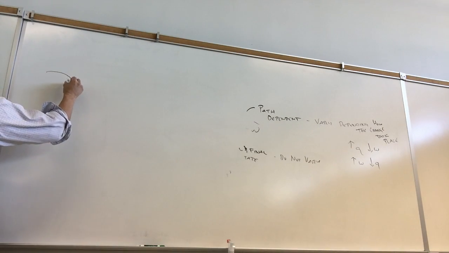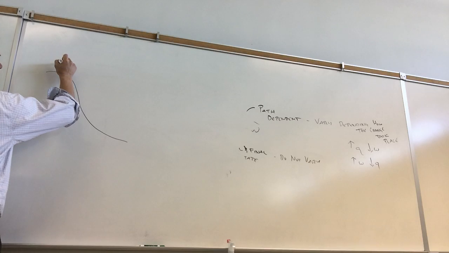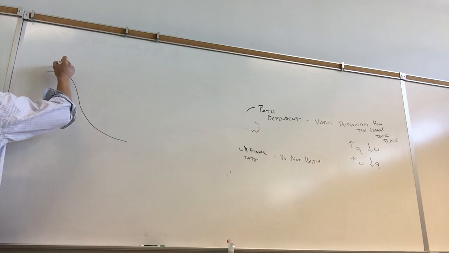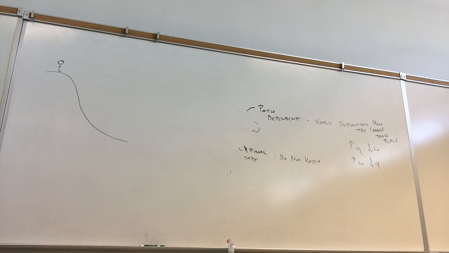If we have a playground slide here, this person at the top is going to have higher potential energy. We call this gravitational potential energy. So U initial here has this higher potential energy.